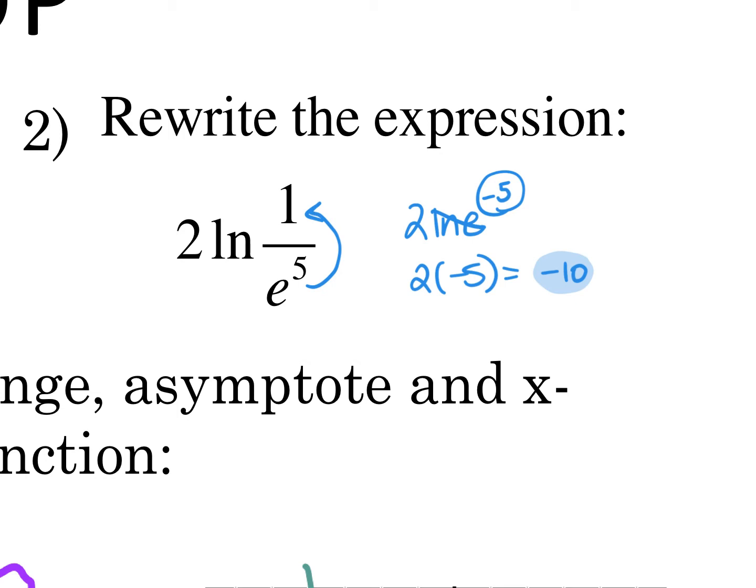Correct. That's like log base e of e to the negative 5th, and that would cancel to give you just the exponent. So it doesn't cancel out completely, but it leaves you with the exponent.